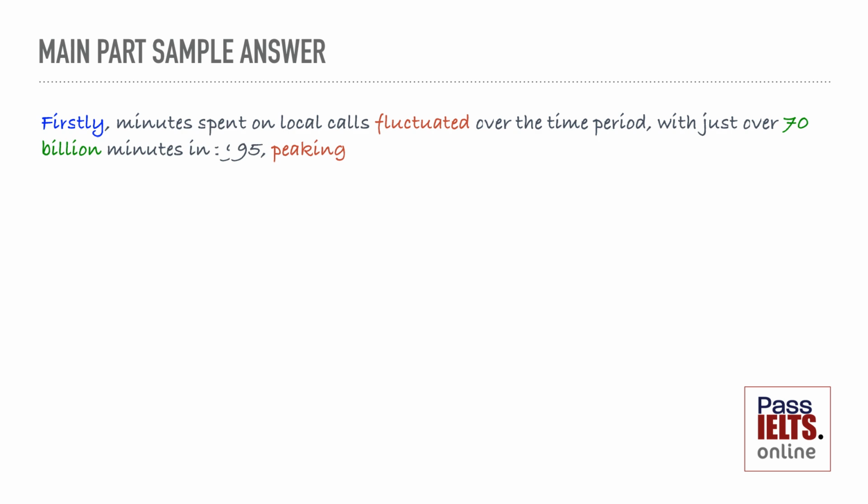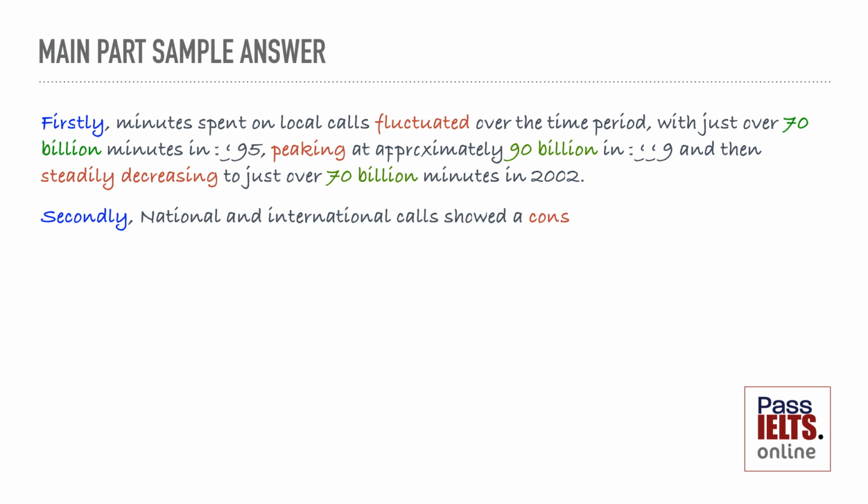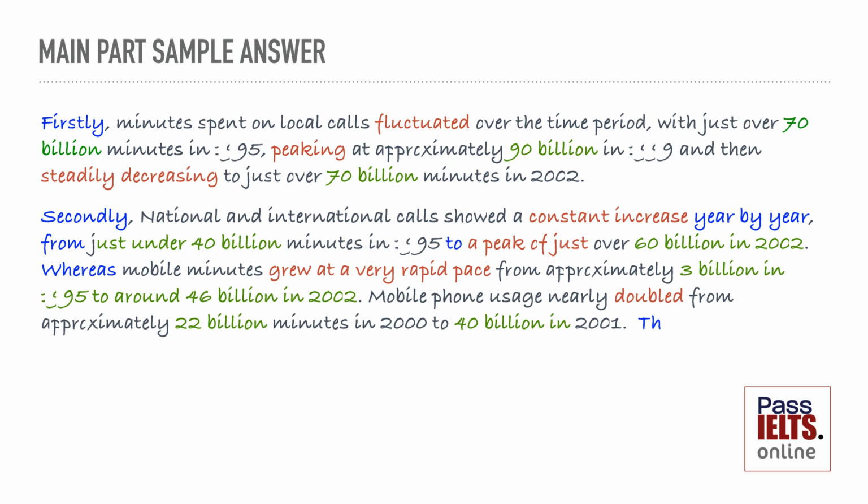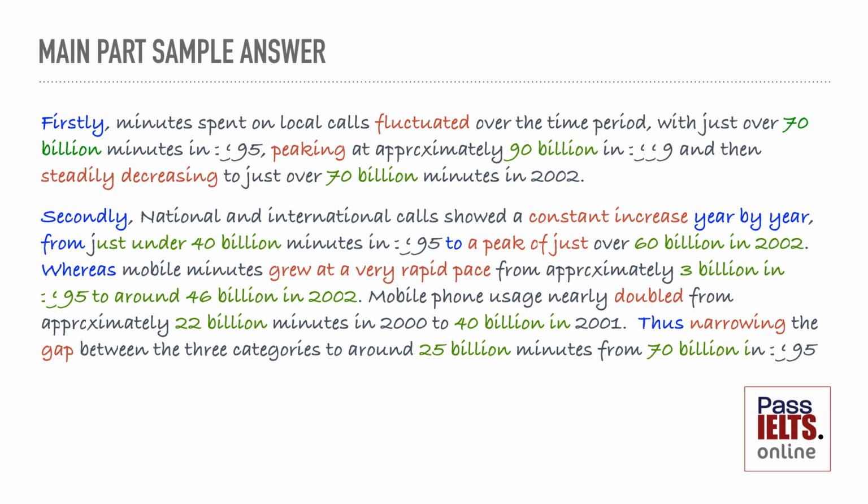Here's my main body. I've started writing about mobile phone minutes, adding data, which I've highlighted in green, and a range of vocabulary to describe trends, which I've highlighted in orange. And I've used cohesive devices, such as linking words and referencing, in blue. All I've done here really is to talk about the main trends which I chose in the preparation stage and added data from the chart to support them. I'll give you a little bit of time to read through the answer.